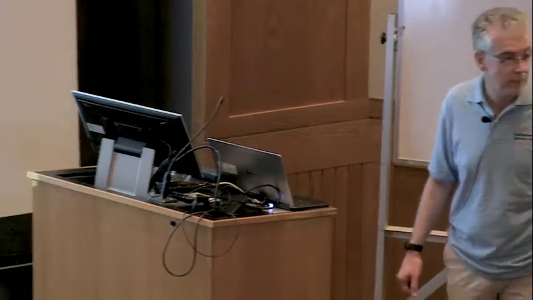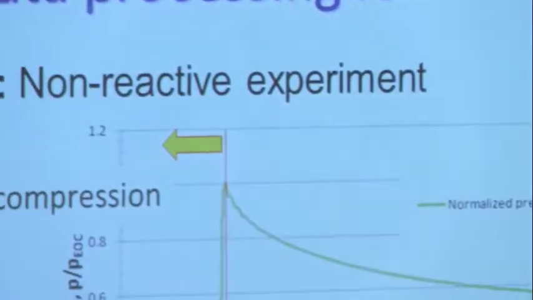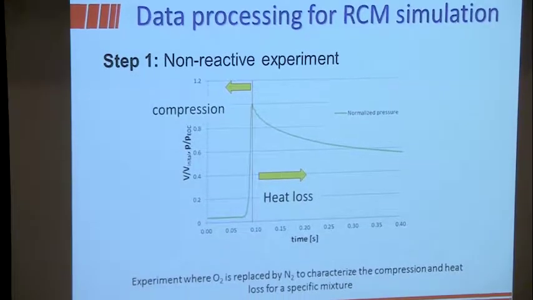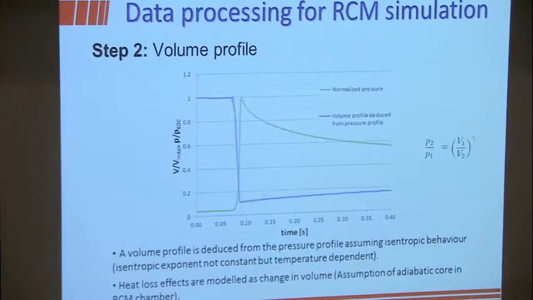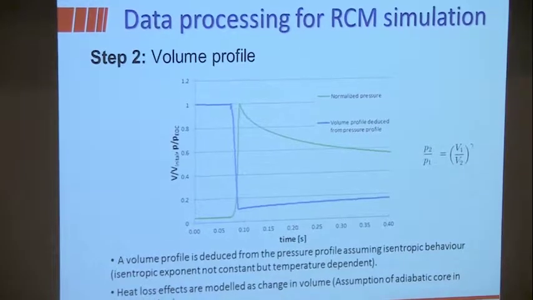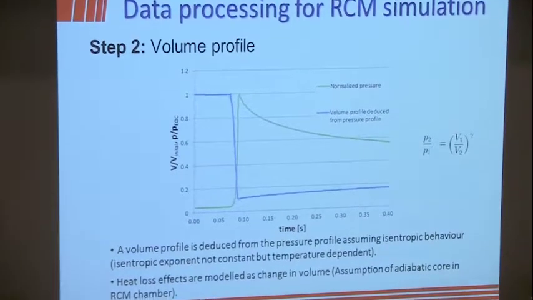So how do we account for that pressure drop if we want to simulate a rapid compression machine experiment? We have to try and do something to simulate it. So in this part, we want to simulate the compression, and in this part, we want to simulate the heat loss. So what we do is we actually convert the pressure time history into a volume time history.